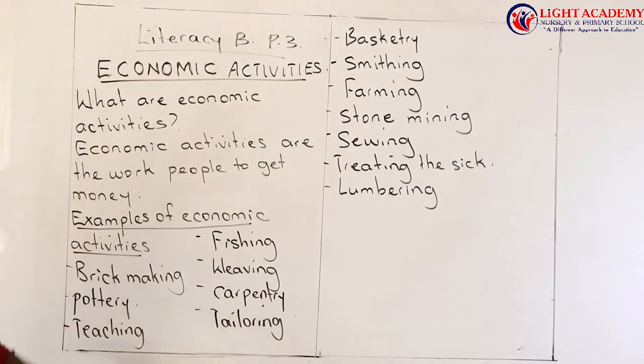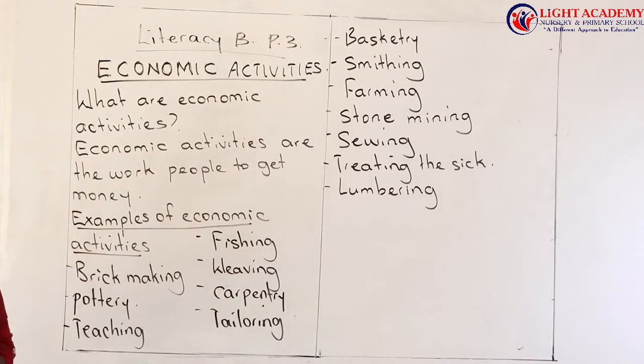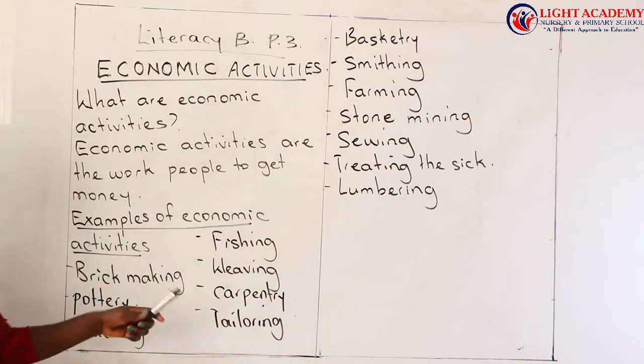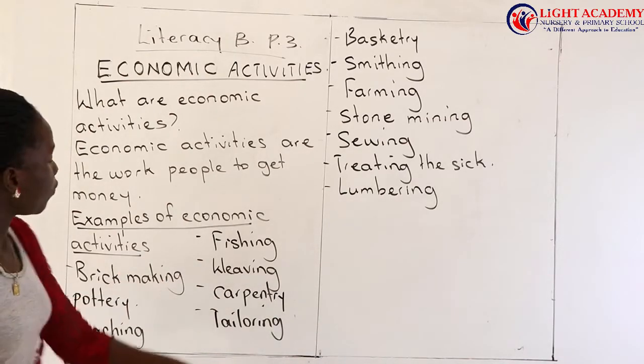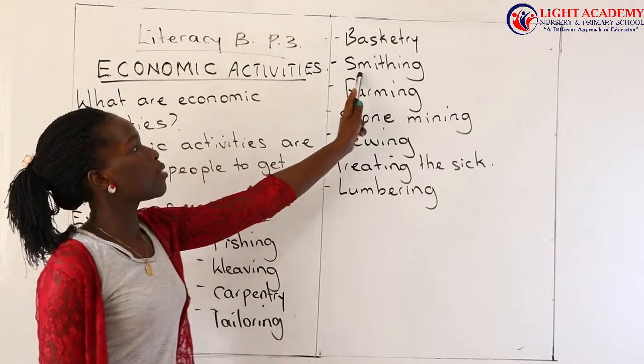So you see, economic activities are the work that people do to get what? Money, or to earn a living. We have other examples of economic activities: brick making, pottery. Pottery is the act of making pots. And then we have teaching, fishing, weaving, carpentry, tailoring, basketry, smithing.